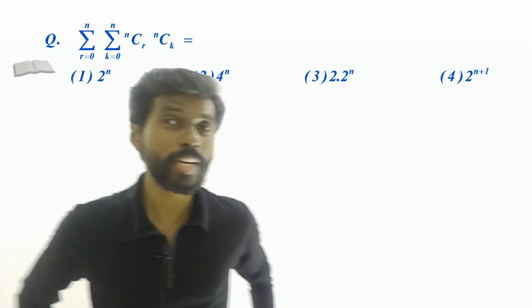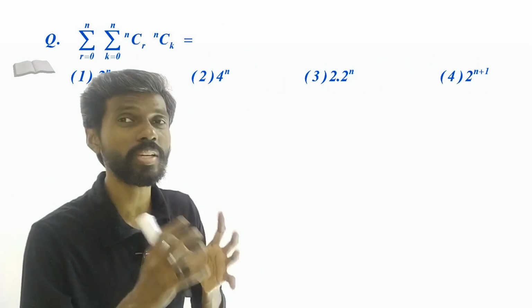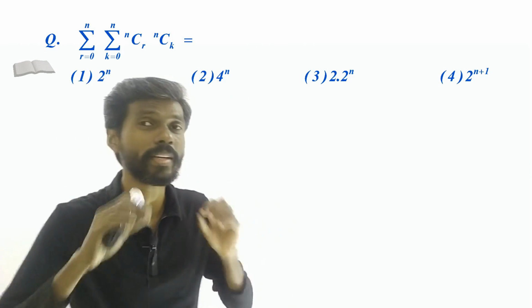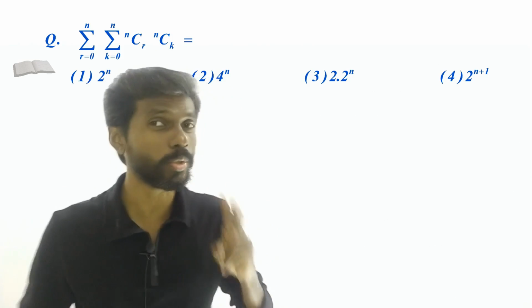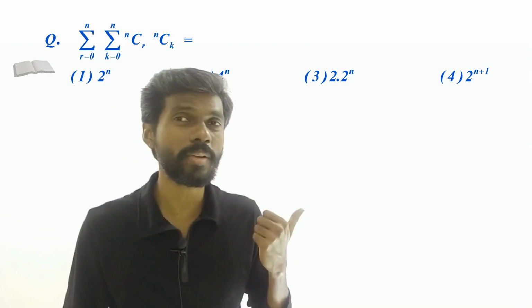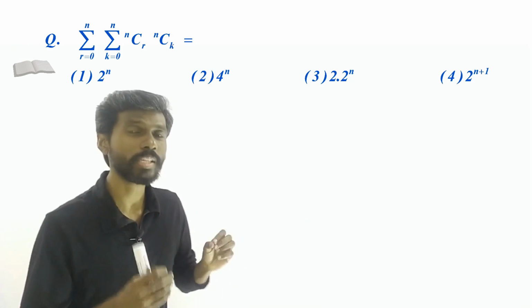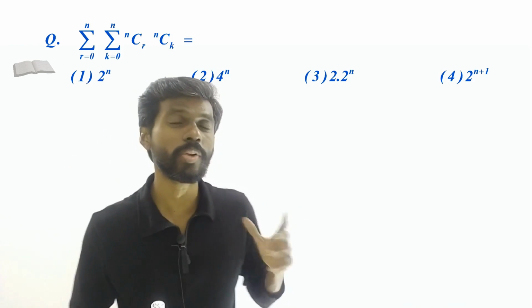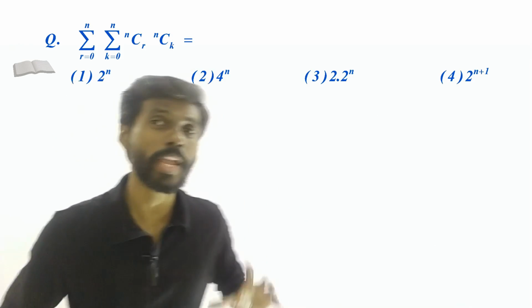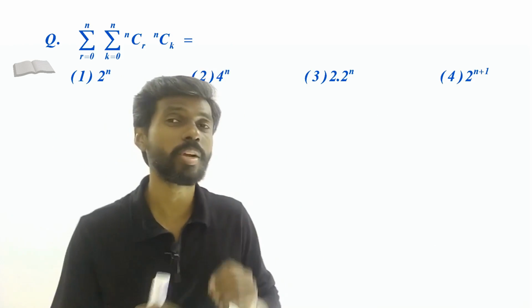So far we have done only questions of a single variable, right? The summation is over only one variable, r ranges from 0 to n, etc. Now we have two variables, double summation. One summation is for one variable and there is also another variable, r and k. One summation is for r ranging from 0 to n. Similarly, the other variable k also ranges from 0 to n. Double summation questions, that's what we are going to do now.